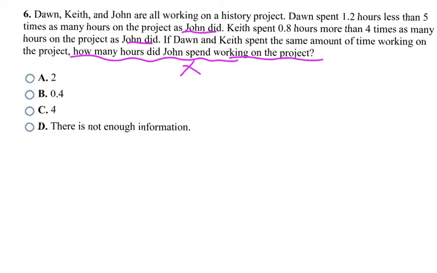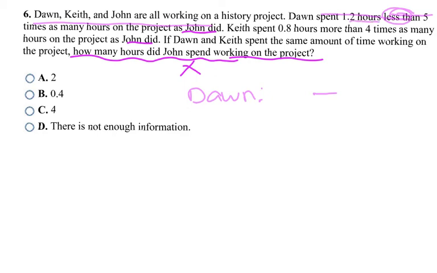All right, so first let's look at what we know about Dawn. She spent 2 hours less than 5 times as many hours on the project as John did. So first I see this "less than." And "less than" tells us we're going to have to flip, and it's going to be subtraction. So for Dawn, I'm going to put my subtraction symbol.